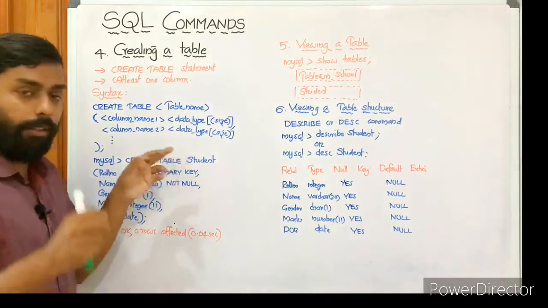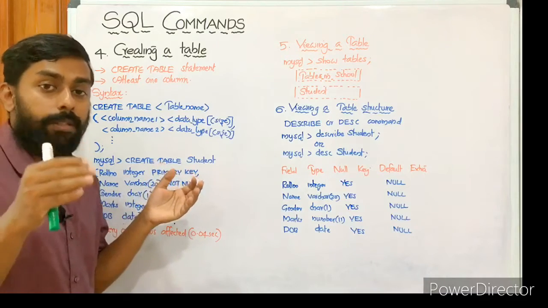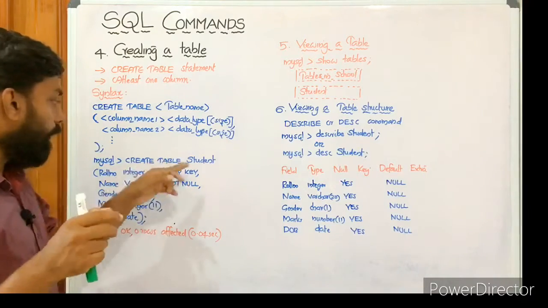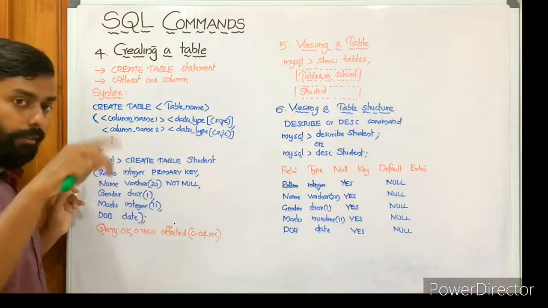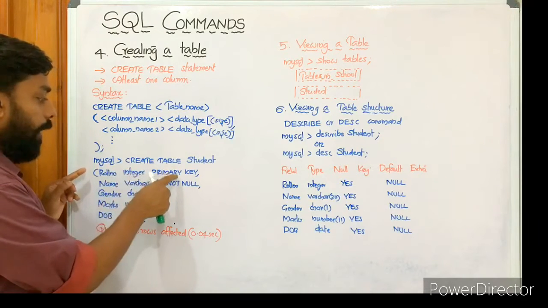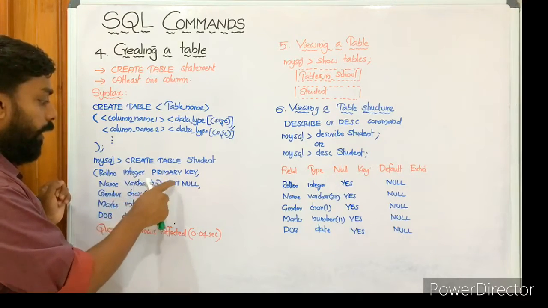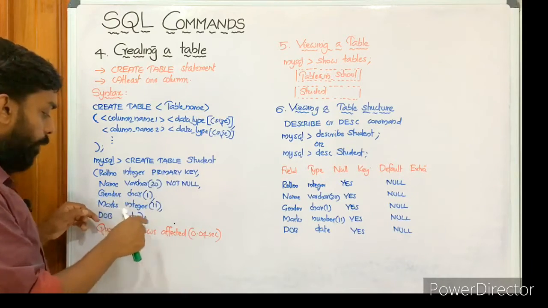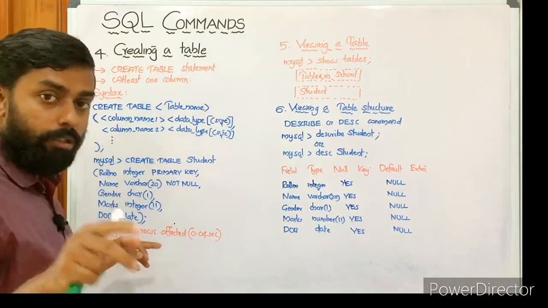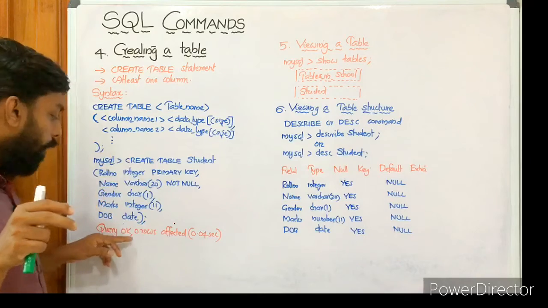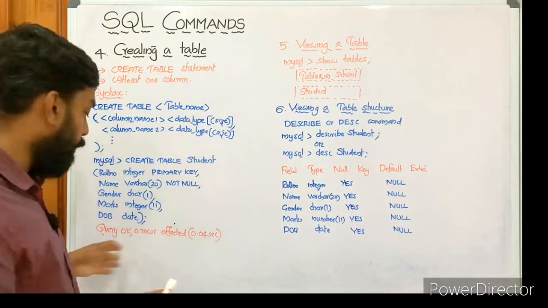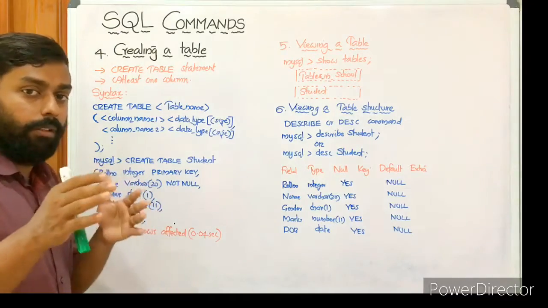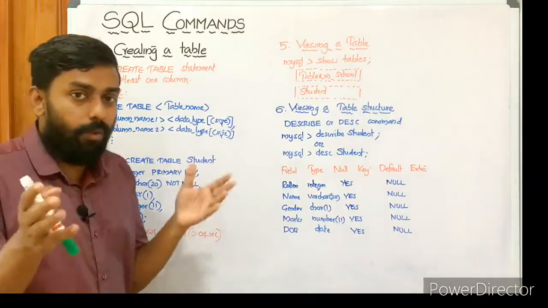Let's have an example in MySQL: create table student. Our database name is school, and we have two tables in school, student and fees. The first one is student. Create table student, opening parenthesis, roll number integer primary key, name varchar 20 not null, comma, gender char 1, comma, marks integer 11, comma, dob date, closing parenthesis, semicolon. It shows: Query okay, 0 rows affected, 0.01 sec. You know what it is? Query okay, no problem. 0 rows affected, we have done nothing with any rows. And 0.01 is the execution time.